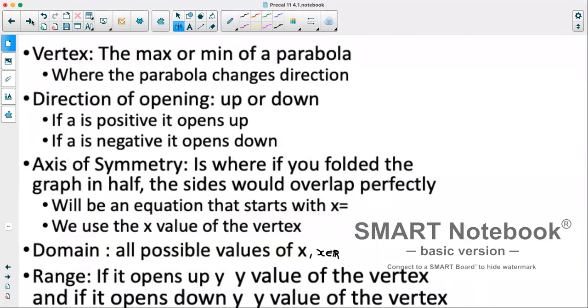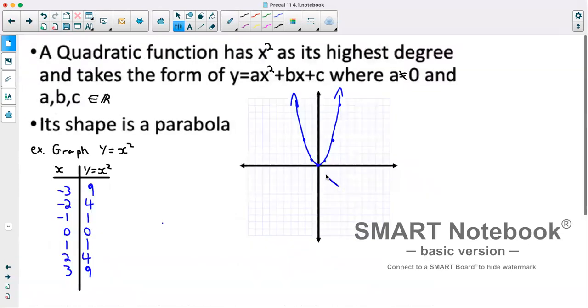So, for example, the vertex is a maximum or minimum value of a parabola. It's where the parabola changes direction. So if I go back to that previous one, my vertex would be right here.